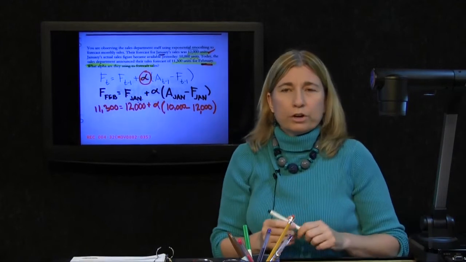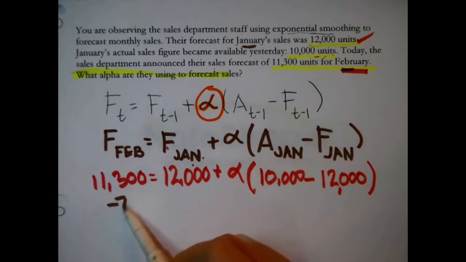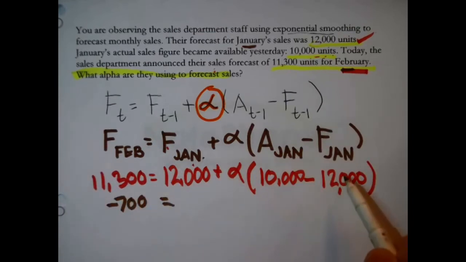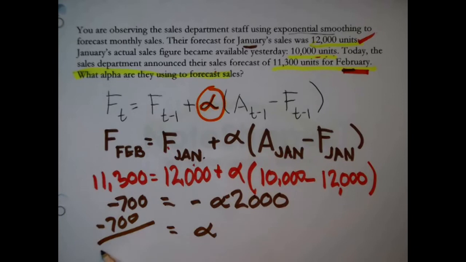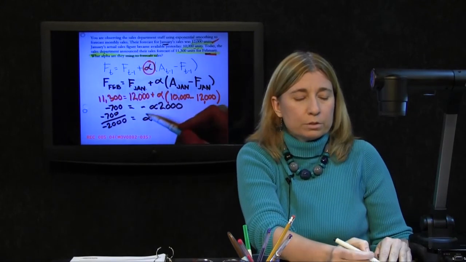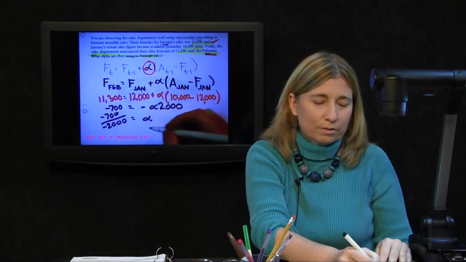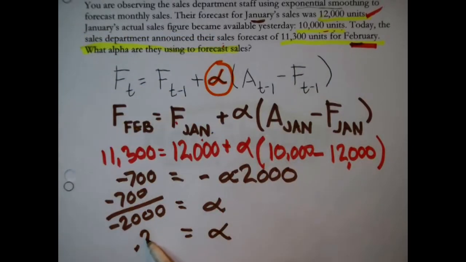All right, so we can just track it down algebraically. Let me think. If I subtract 12,000 from both sides, I'll have a negative 700 over here, but it'll disappear over here. And then 10,000 minus 12,000 here in the parentheses is a negative 2,000. So I basically have a negative alpha times 2,000 over here. All right. Divide both sides by a negative 2,000, and I have a negative 700 divided by a negative 2,000 over here. And I'm really relieved because a negative divided by a negative is a positive, and alpha needs to come out positive. It doesn't make any sense if it came out negative. All right, 700 divided by 2,000, 0.35.